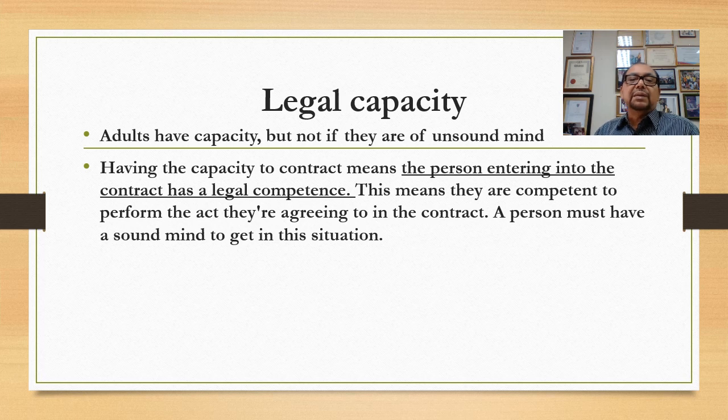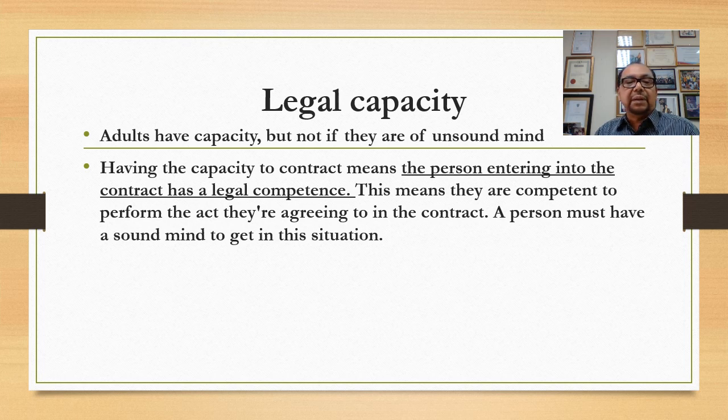Legal capacity. Okay. Who has legal capacity? Who can be party to a contract? Adults, but not if they are of unsound mind. Orang gila tak boleh. Yeah? A mad fellow cannot, does not have the capacity to sign a contract. You sign with the mad fellow, the contract is not valid. Not valid means not enforceable in law. You cannot bring it to the court. Okay, that's what we said, not valid.